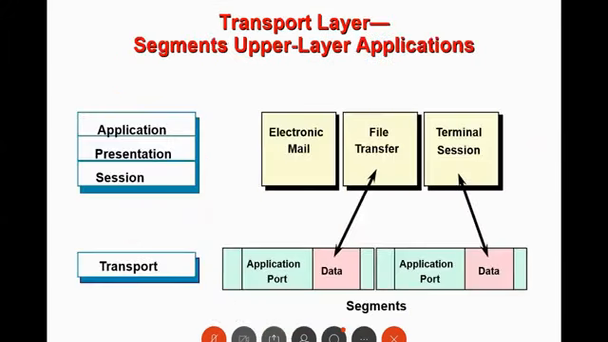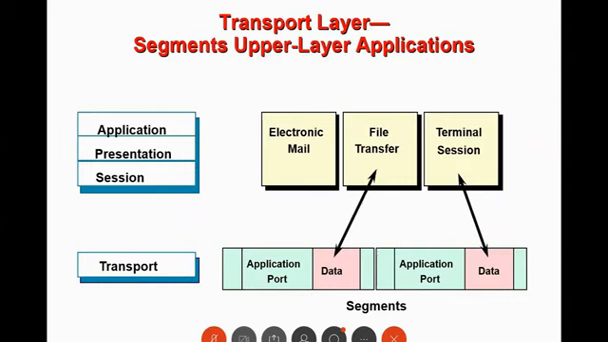The transport layer is layer 4. You have data, and along with the data you have an application port. It goes in the form of segments. What is the meaning of the data anyway? What is the meaning of the application port? What application is coming from the application layer?